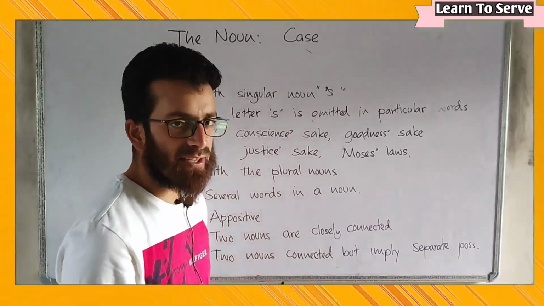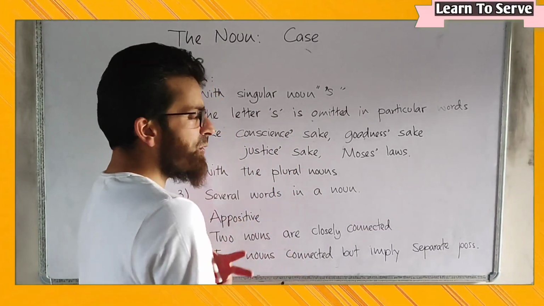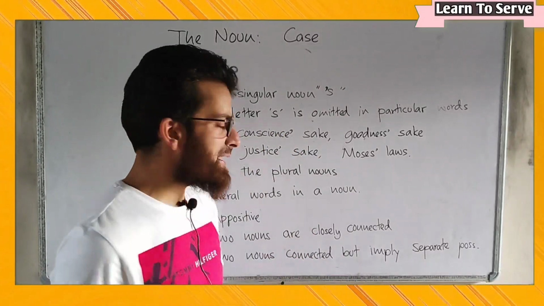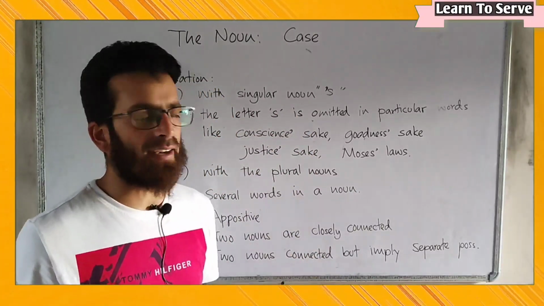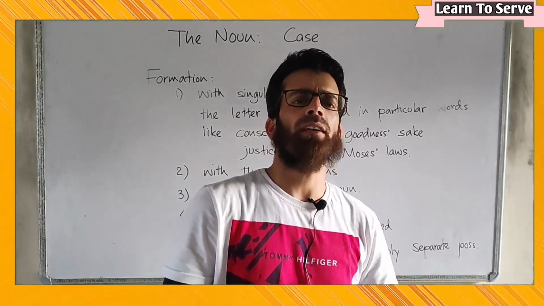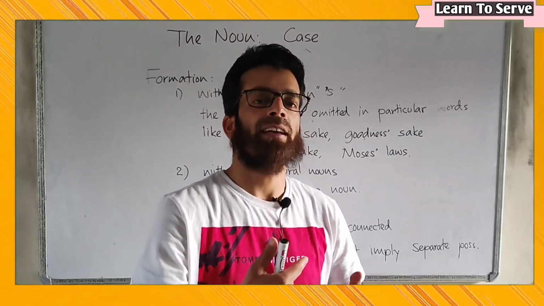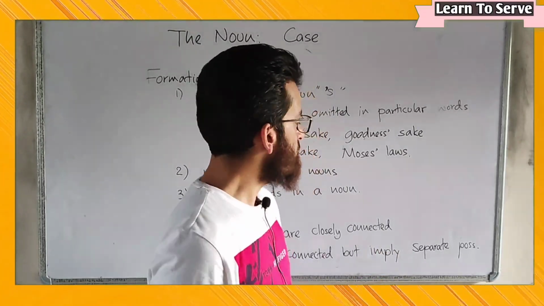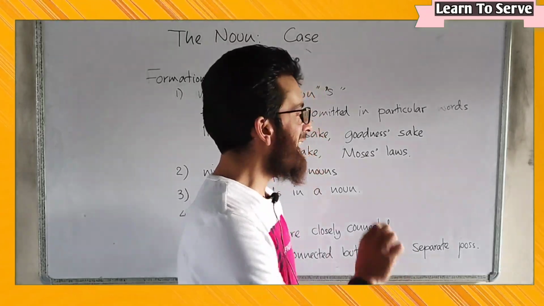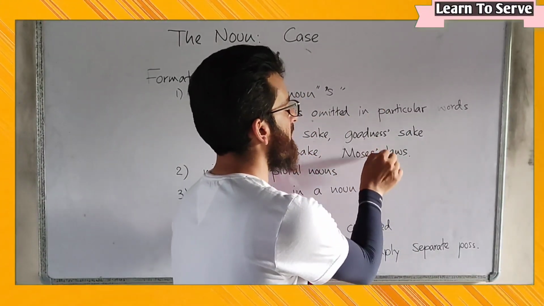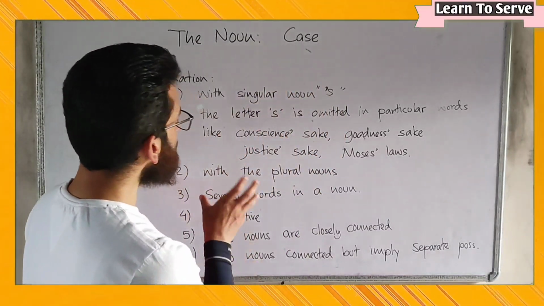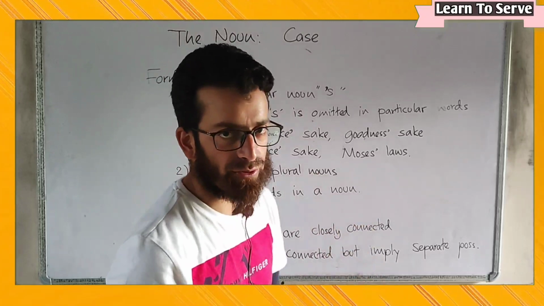Similarly, justice' sake. You do not need to say justice with apostrophe s. You can say justice with apostrophe, and that is it. These are some particular words where there is a repetition of this hissing sound of s, so you can drop s. You can just write at the end of the last letter of the word just apostrophe, and your job is done. Okay, second point, with the plural nouns.